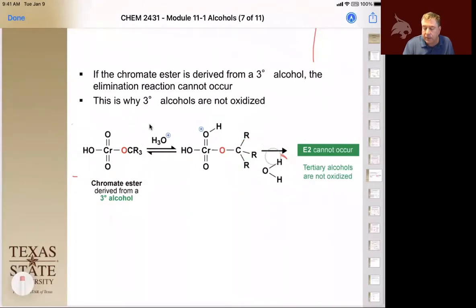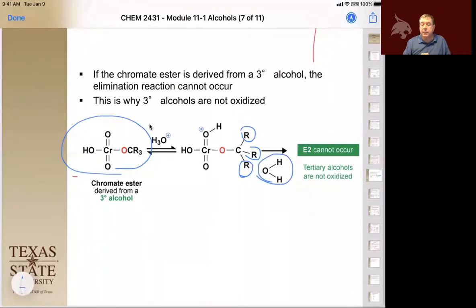Okay, so I said before in our primary alcohol, we had two hydrogens to transfer and it ended up becoming a carboxylic acid. In our secondary alcohol, we had one hydrogen to transfer and it became a ketone. What if we have no hydrogens to transfer in the presence of a tertiary alcohol? Well, it turns out that that tertiary alcohol can still act as a nucleophile to form your chromate ester. Unfortunately for them, there is no hydrogen for the water to act as a base.